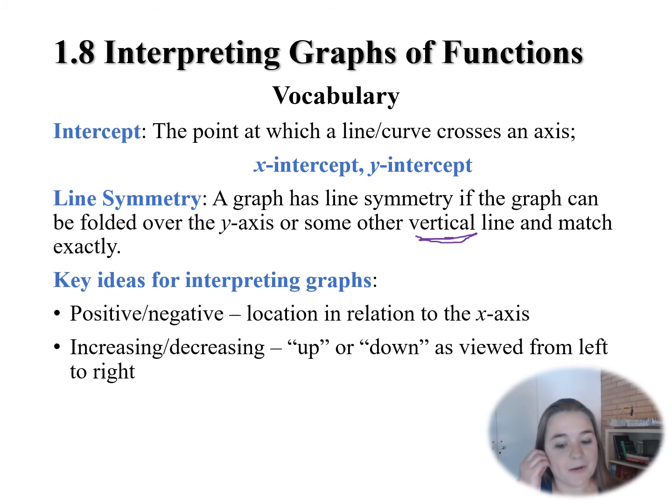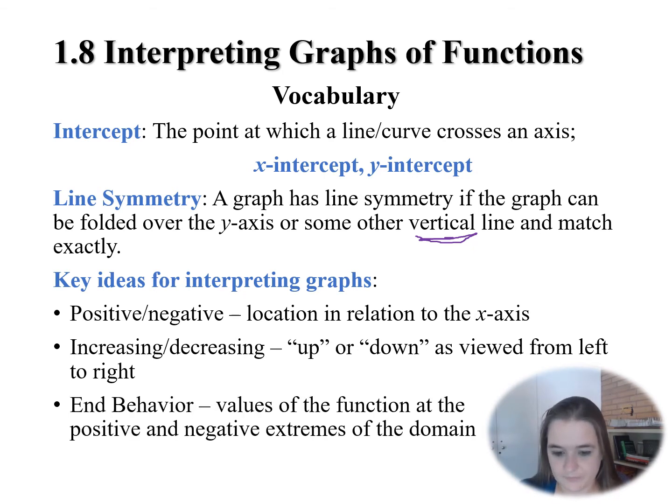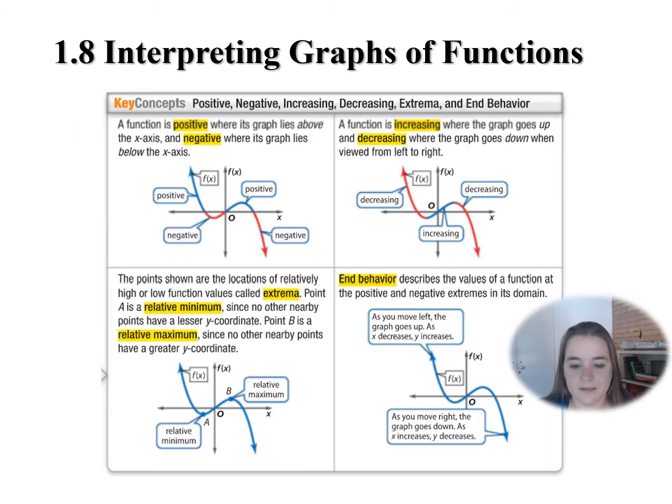Now we're also going to talk about increasing or decreasing. If I'm looking at my graph, as I move from left to right, do my values go up or do they go down? We're also going to talk about end behavior, so the values of the function at the extremes, the positive and negative extremes. To do that, first we're going to look at this diagram, which explains those terms and has some pictures.